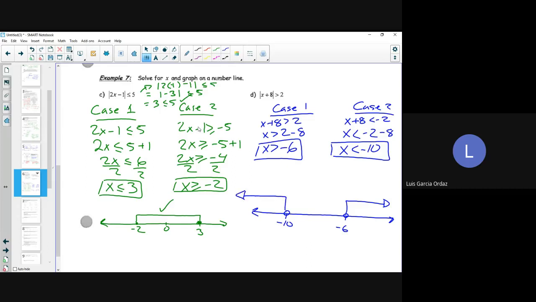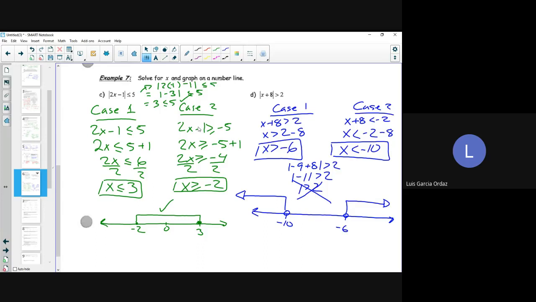So the reason why they would have to go to the right and to the left, because any number that's between -10 and -6 is going to give you a number that is not bigger than 2, okay? So let's take, for example, -9, okay? If we were to sub -9 into x, so you get 1 is greater than 2. Is 1 greater than 2? No. Okay, so this does not work, okay?